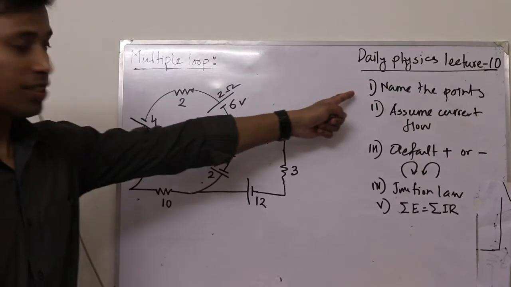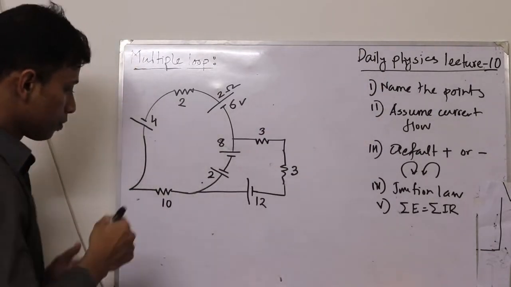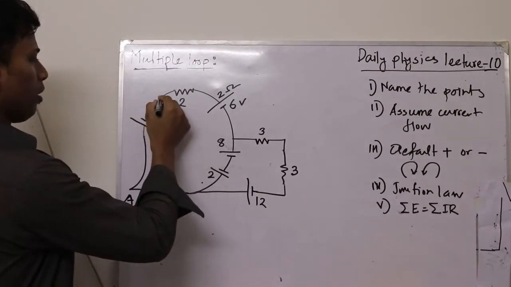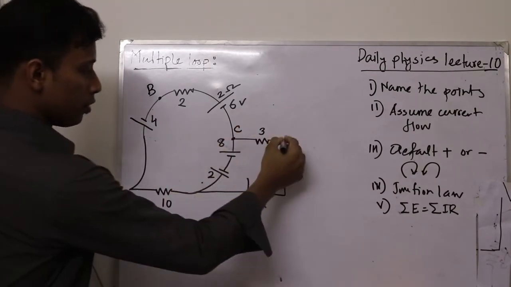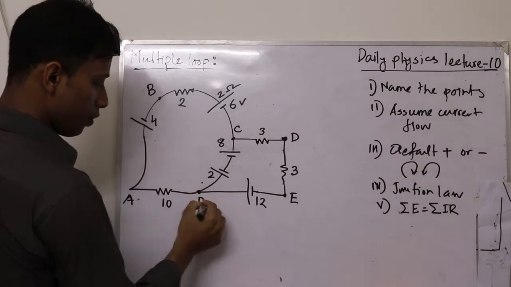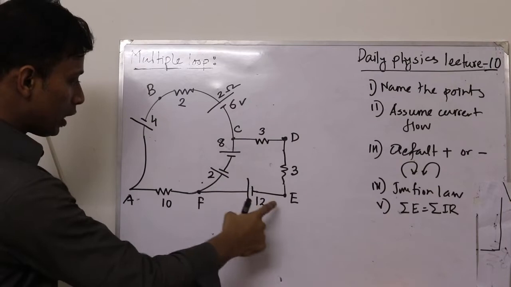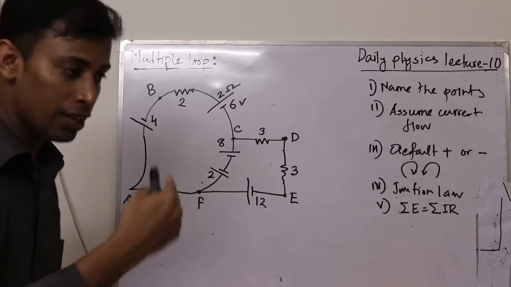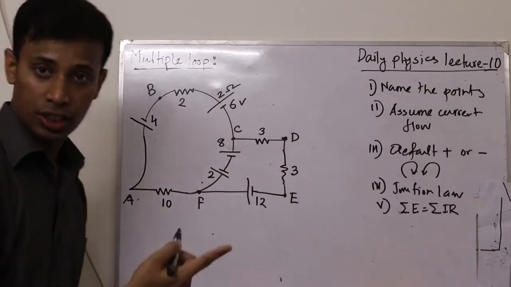So let's start from the first step, name the points. Let's name it A. Okay, let's choose here a point B. That's our C, D, E, F. So here A, B, D and E are not junctions, they are just points, edges. And C and F are junctions.